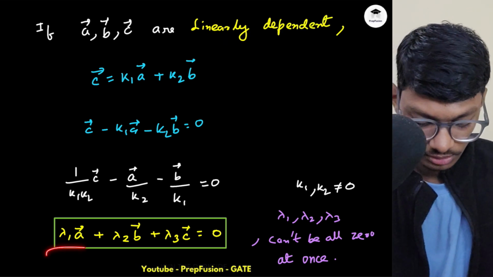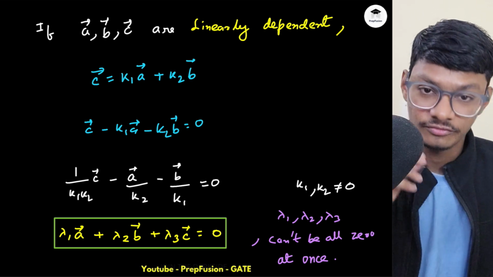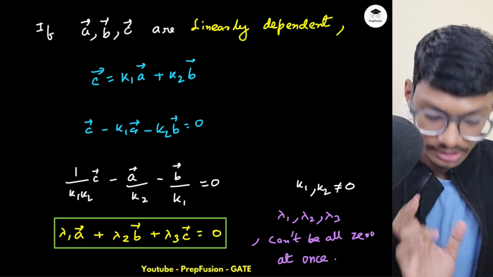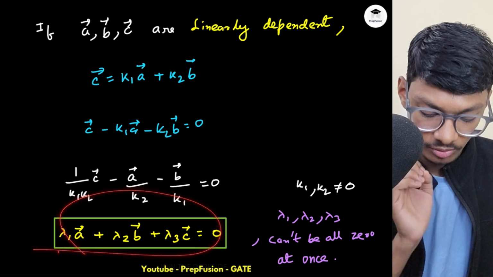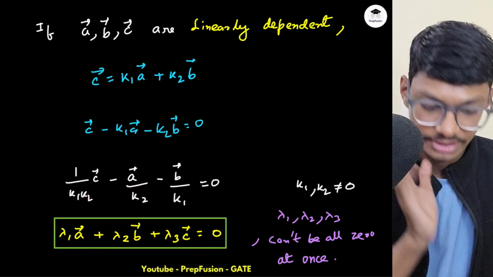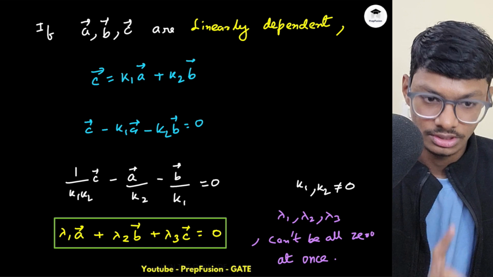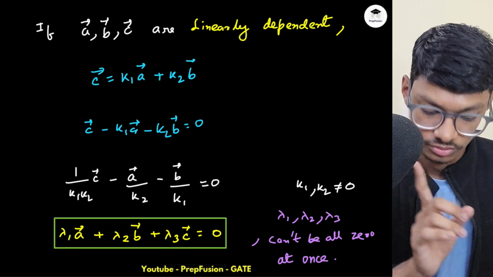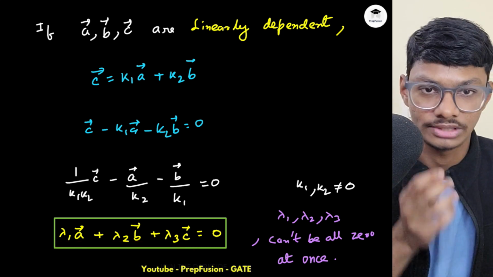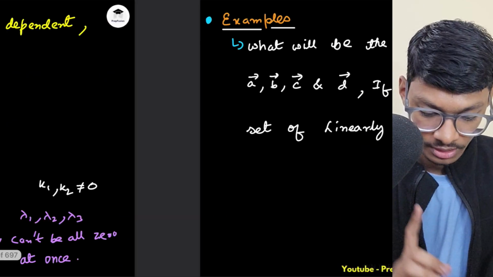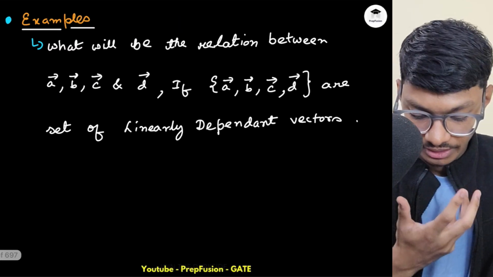So basically lambda 1, so this is the relationship. If three vectors a b c are linearly dependent, they can be written in this format, where lambda 1, lambda 2, lambda 3 are scalar multiples and they can't be all 0 at once. At least one of them has to be non-zero. Then only we can satisfy this equation, because if all of them are 0, anyways we are getting 0 equal to 0, that is anyways true. That's why. So let's do another example problem over here.